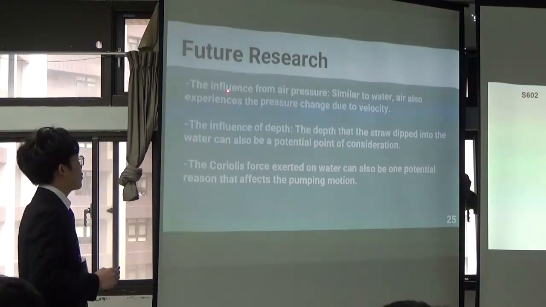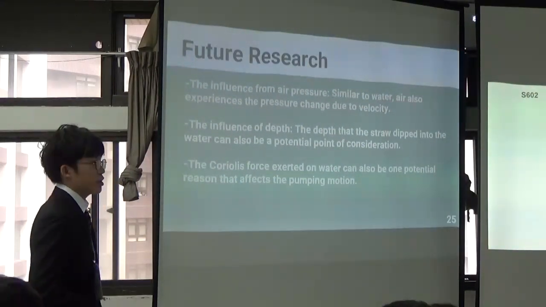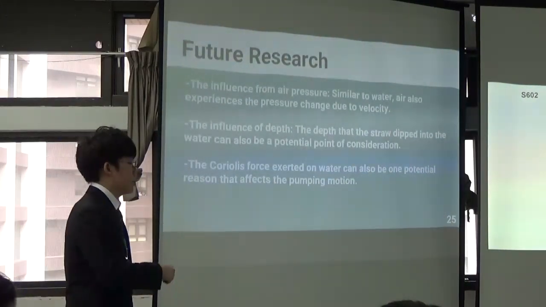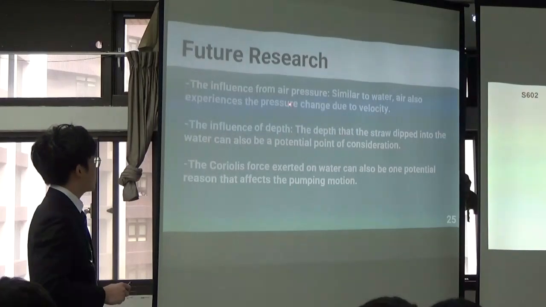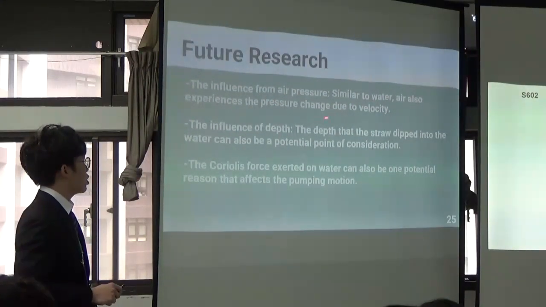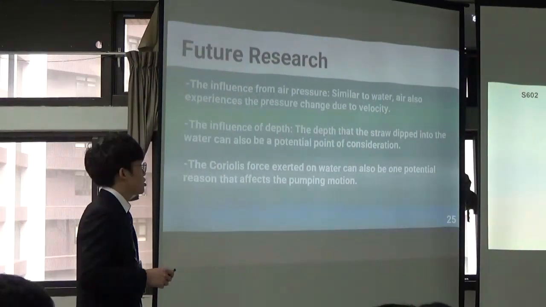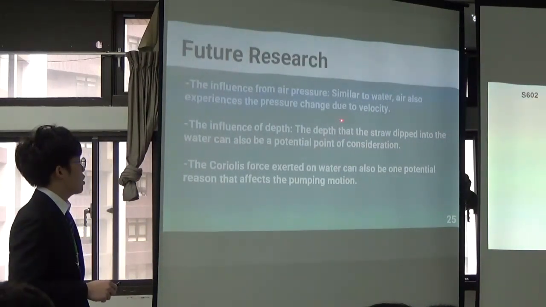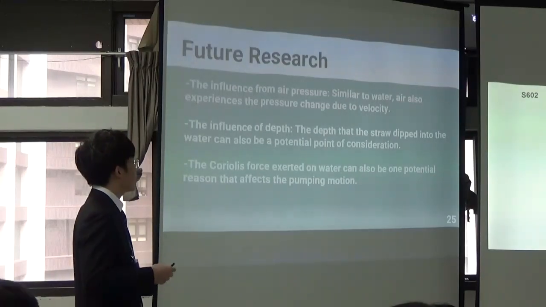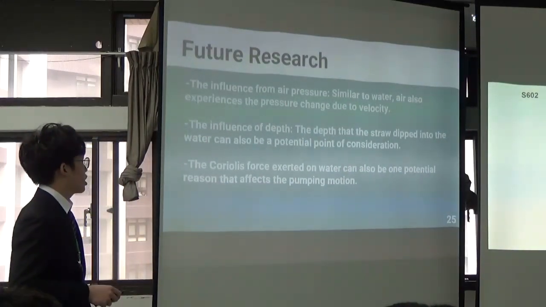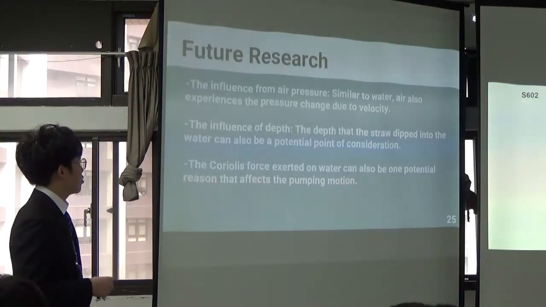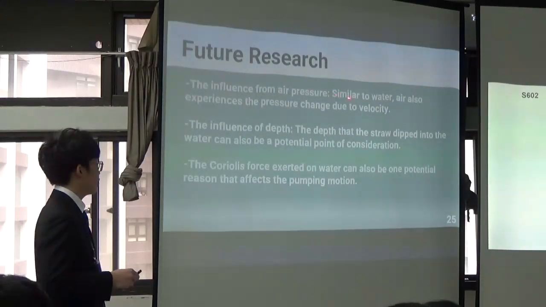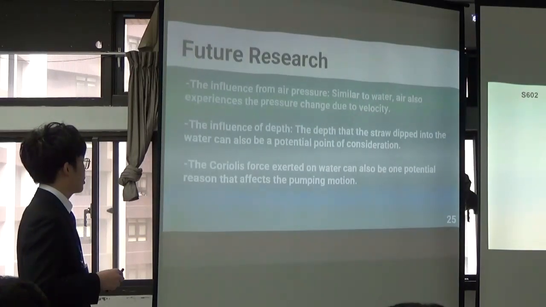And there are some points for future research, which I believe is the reason for deviation between the theoretical value and the experimental value. The first one is the influence from air pressure. The air pressure is also something that will be affected because of the Bernoulli principle. However, due to the difficulty in quantifying the air pressure, we do not consider it in our experiments. We also believe that this is not a big influence, but this is something for future research.